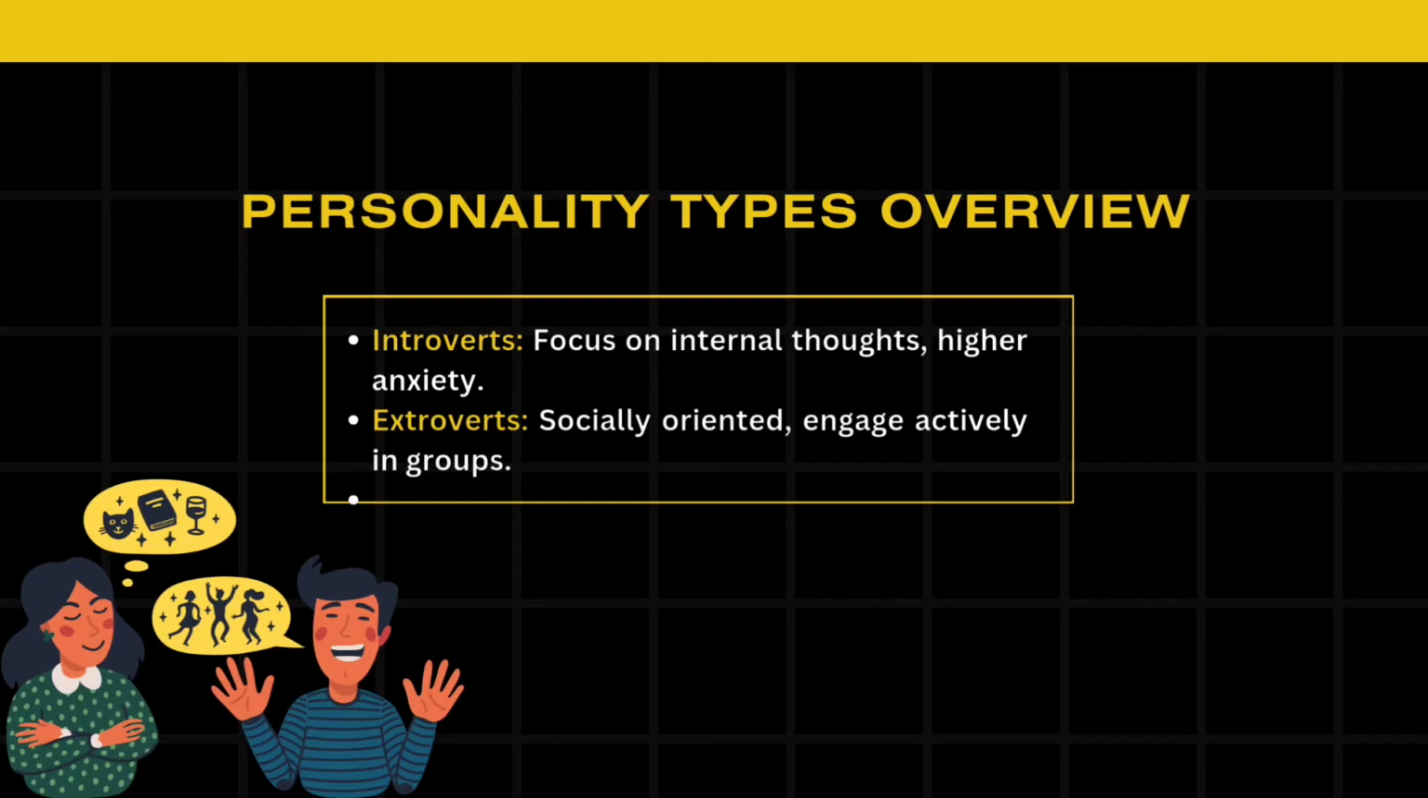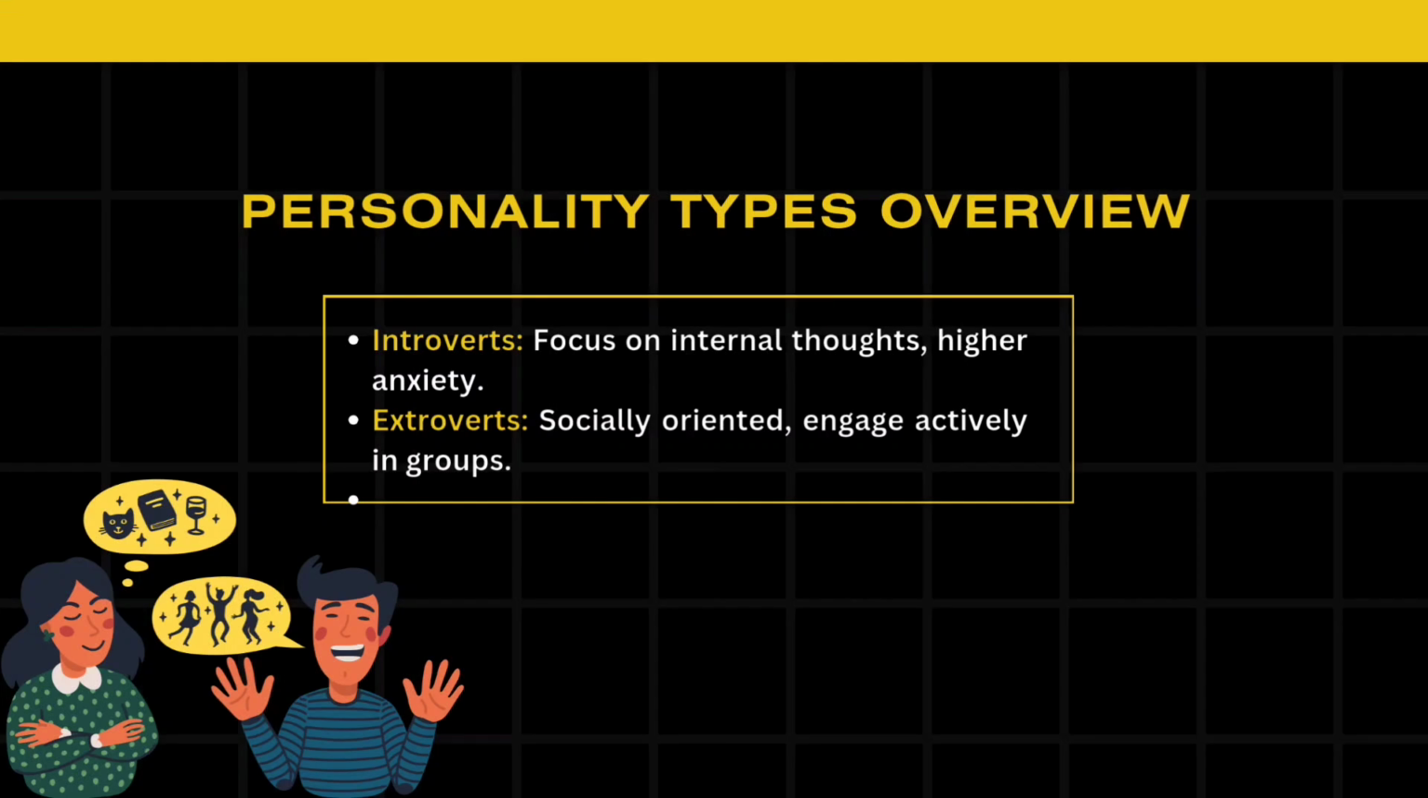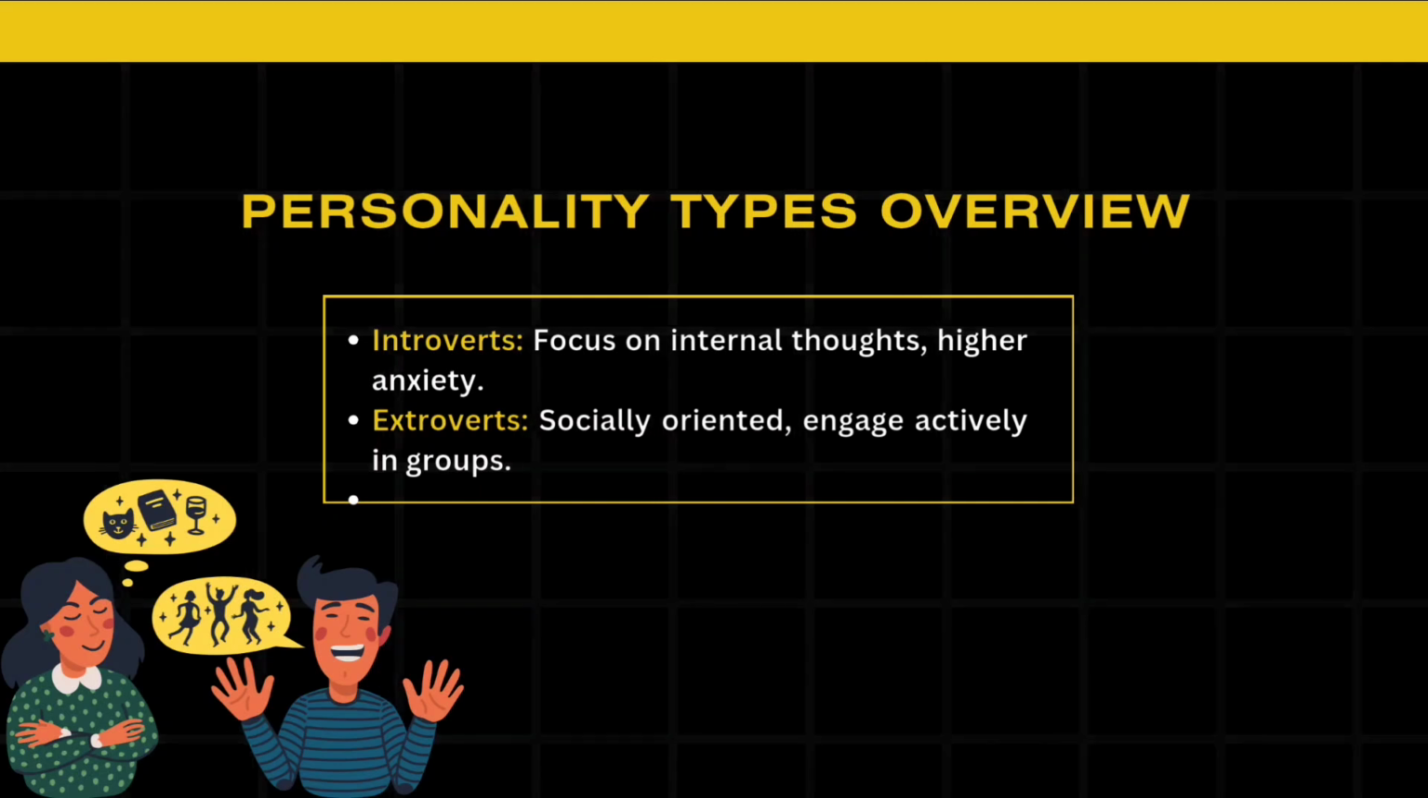Personality types overview. In general, personality can be divided into introverts and extroverts. Introverts are more inward focused, often experiencing higher social anxiety, while extroverts are externally focused, enjoying social interaction and group settings. This distinction is crucial as it directly impacts learning style.